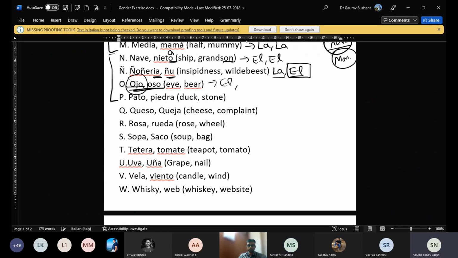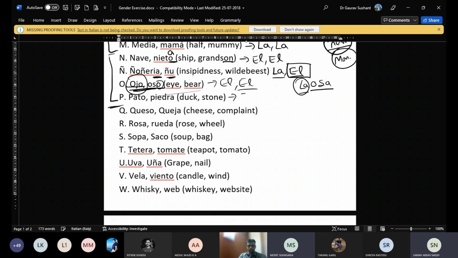And sir, this can be both, but here it is O, so it will be el oso. Exactly. So here also, if you want to make it feminine, you can make it osa. So there it has to be la osa, not el. Yes, yes, sir, sorry, sir. Okay, not el.